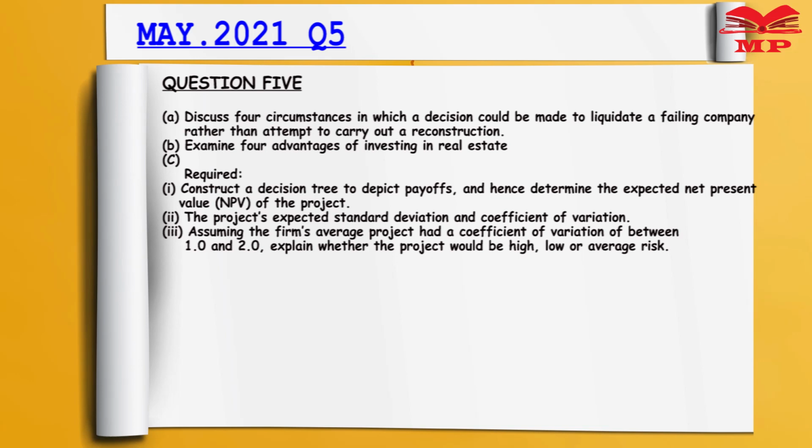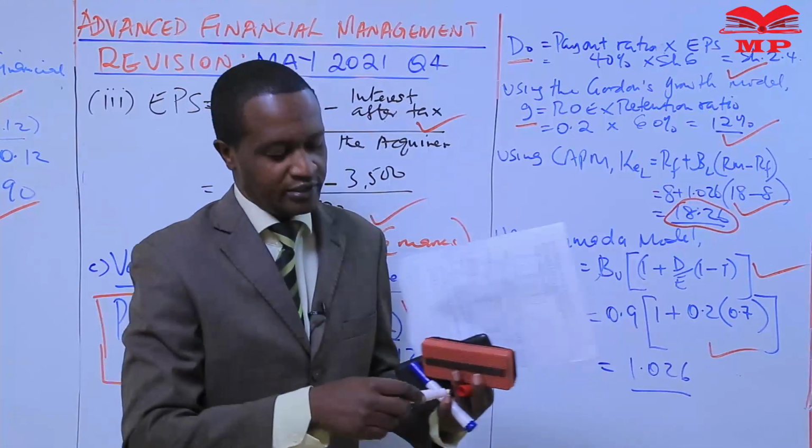Then part C, candidates were required to construct a decision tree to depict payoffs and hence determine the expected net present value of a project. There is information given regarding a project by a company, Z Tech Limited, which wishes to design a new product so as to catch the interest of their largest market, which is currently very competitive. Part 2 of C required candidates to calculate the project's expected standard deviation and coefficient of variation. These are common questions.